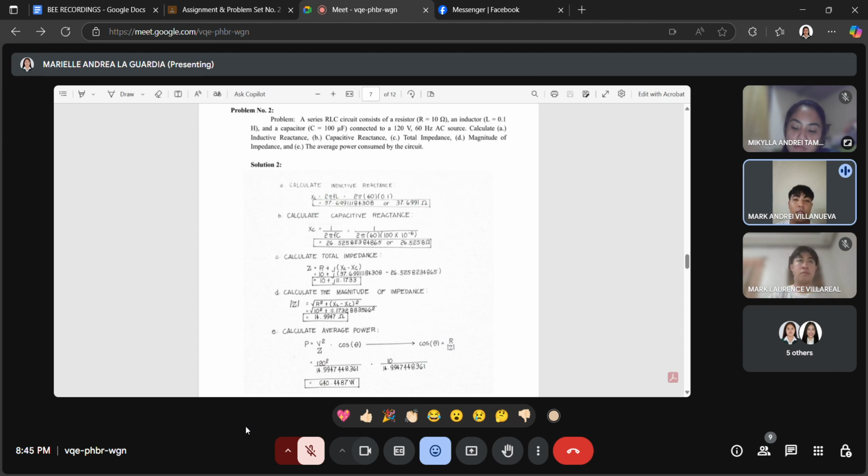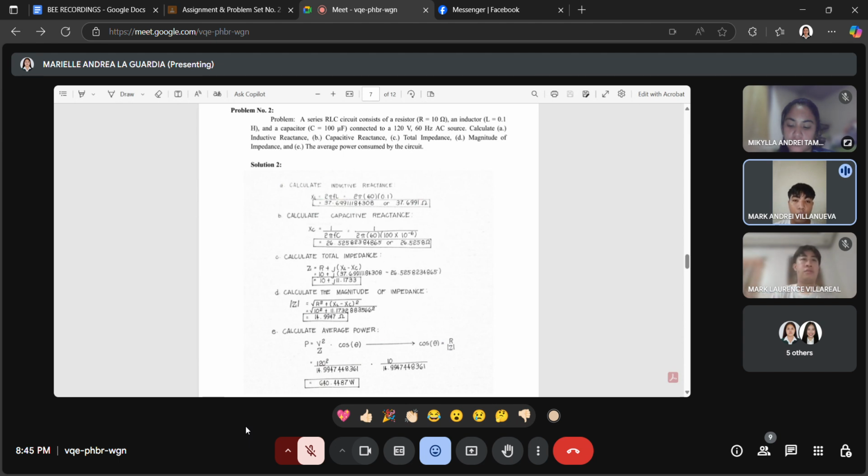Pi and F are the same in the capacitive reactance calculation. C is the capacitance of the capacitor, given as 100 times 10 raised to negative 6 F, and it equals 26.5 ohms. Next, R is the resistance, given as 10 ohms.